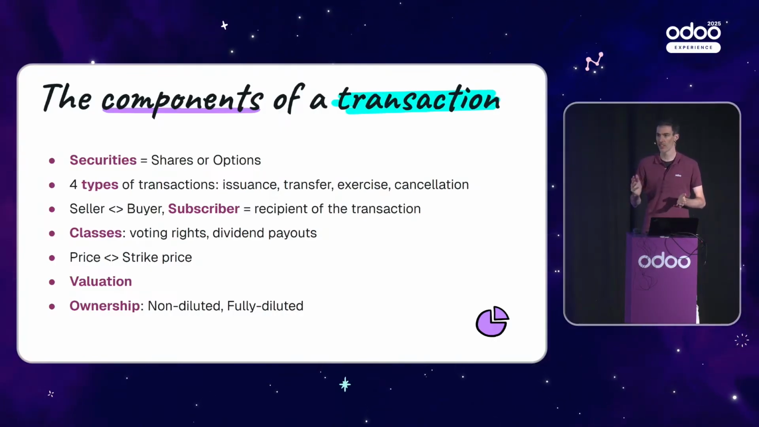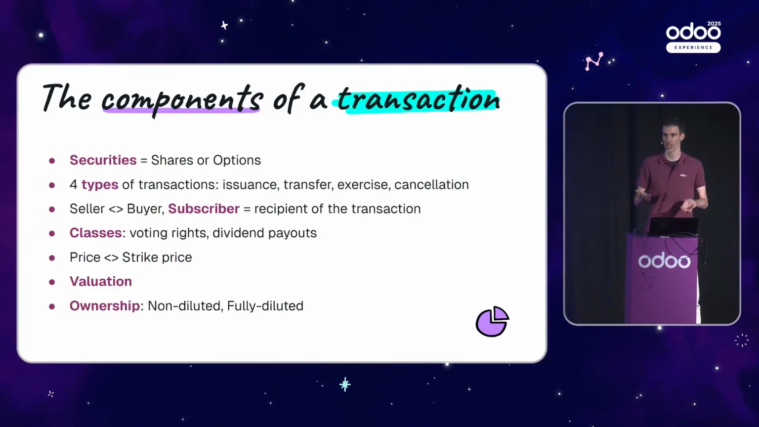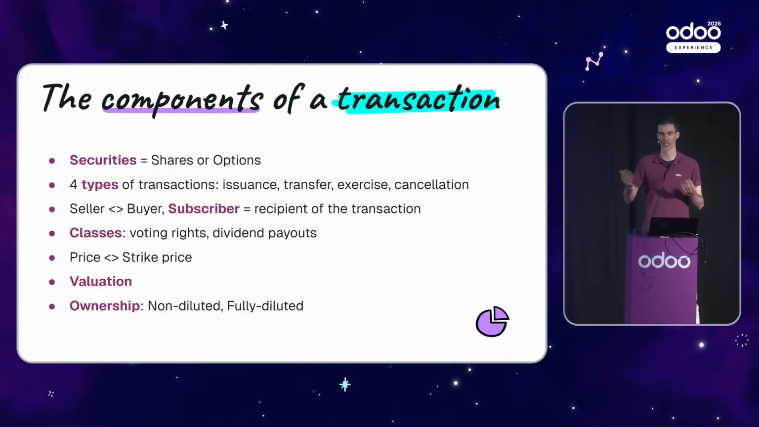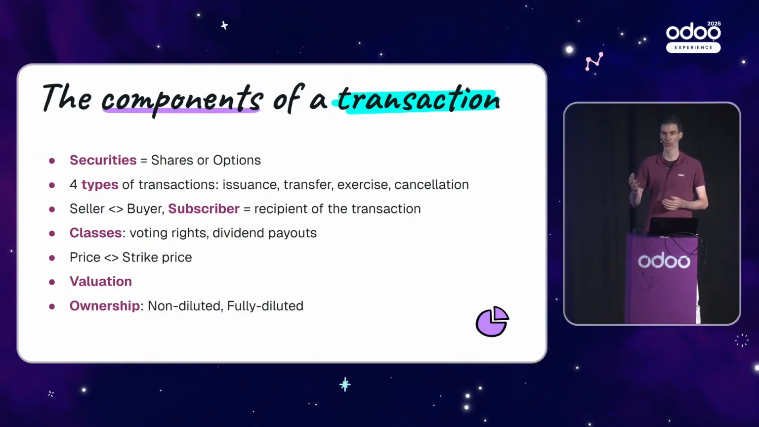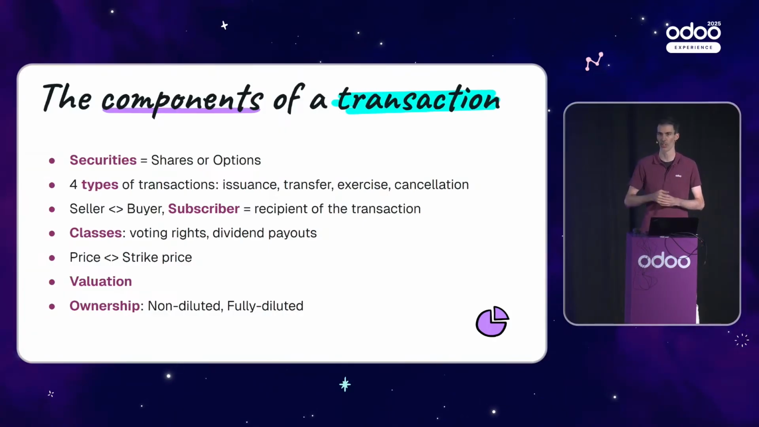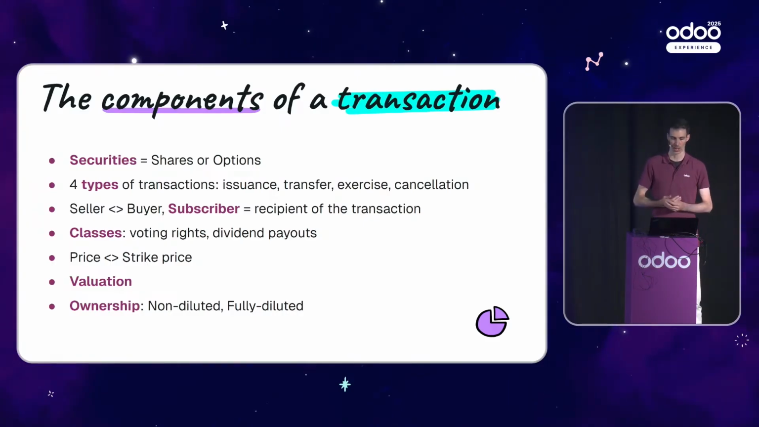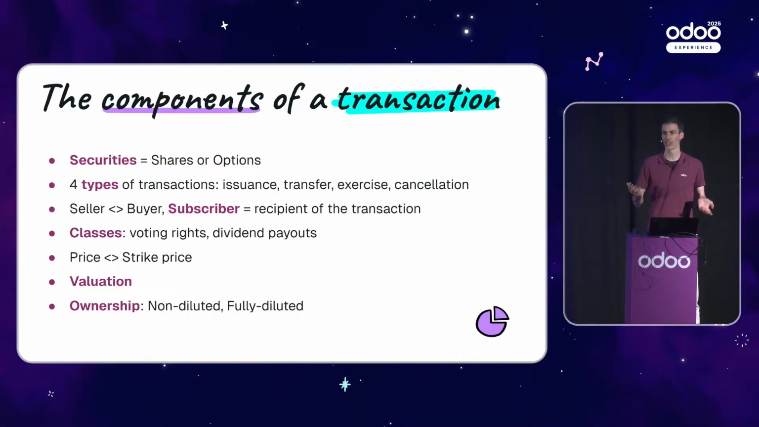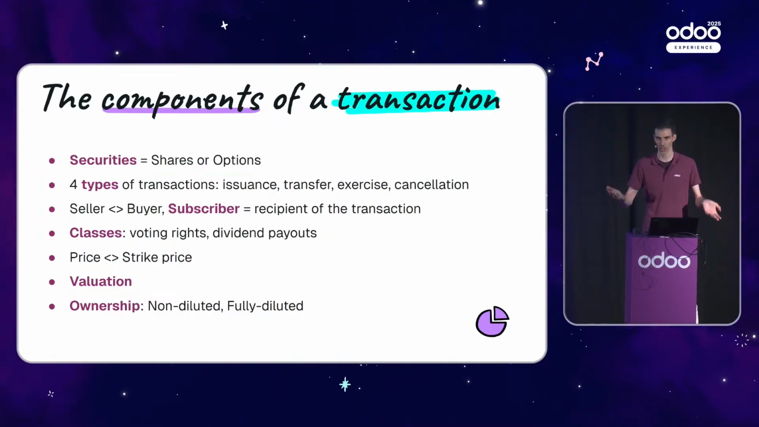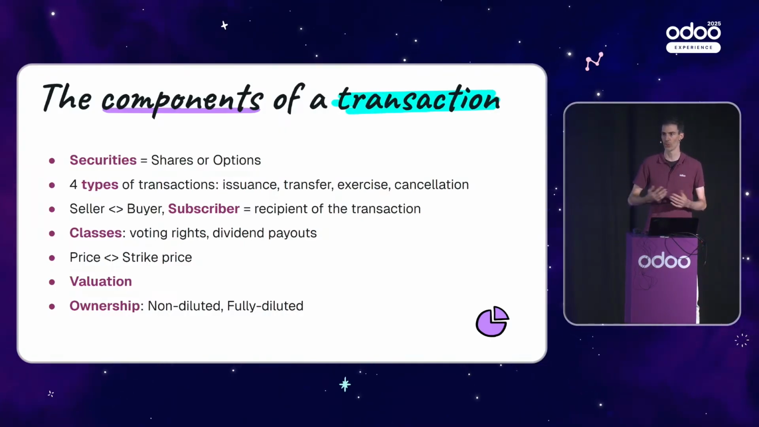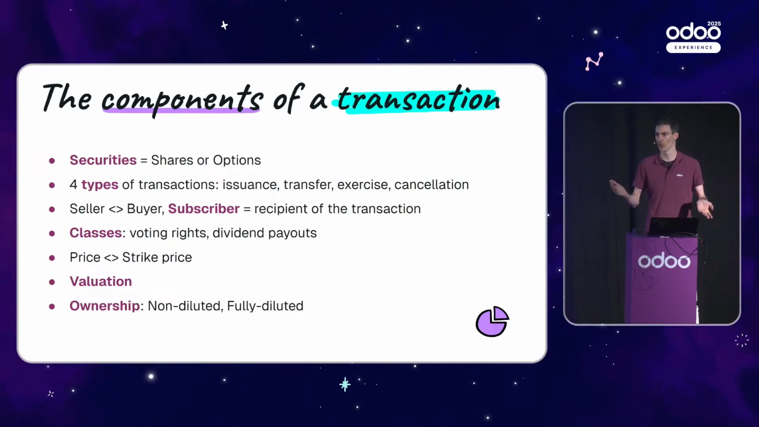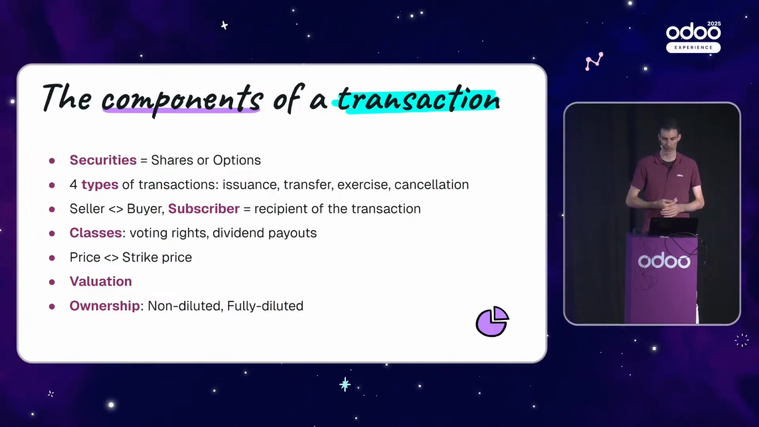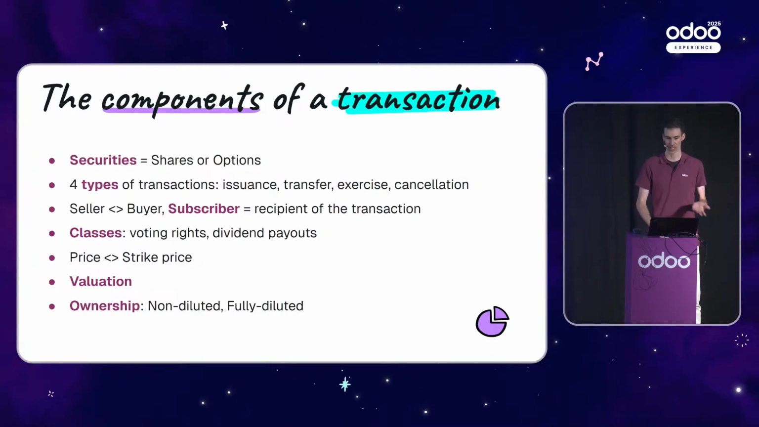An exercise is when you exercise an option. It only makes sense to exercise options, you don't exercise shares. So that transaction will only work with options. And exercising an option means buying the share at the promised amount before the expiration of the option. And finally, a cancellation is essentially a destruction. So you can cancel a share or destroy a share, or you can also cancel an option, typically after it has expired and it's not valid anymore.